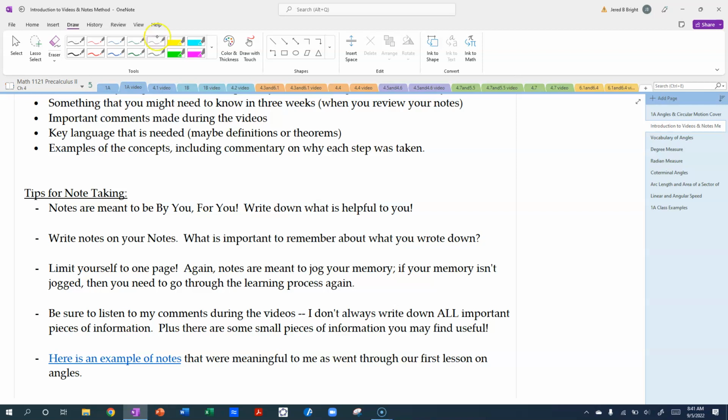And really, this one you might struggle with. I know I do, but try to limit yourself to one page. Again, it's meant to jog your memory, not to be a word-by-word transcription of the videos. If the notes aren't jogging your memory, then you might need to go back and watch the video again and take notes again or enhance the notes that you currently have.